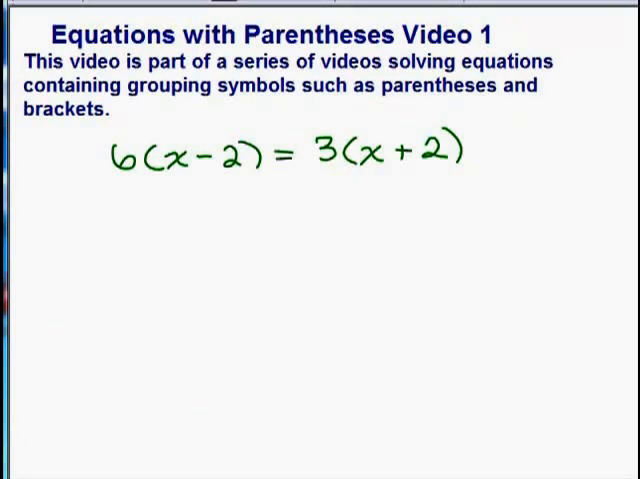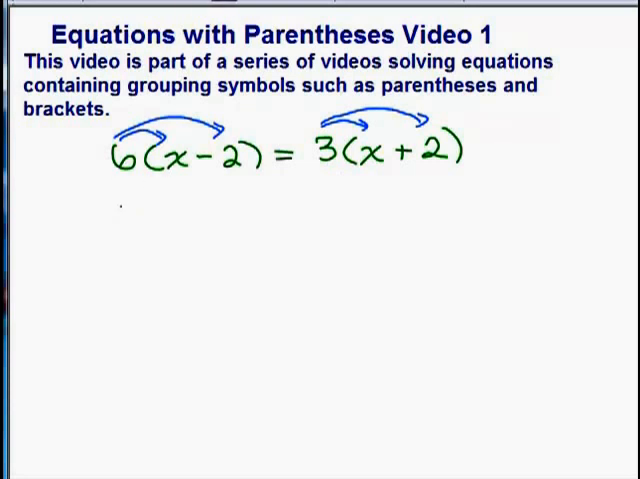This is the first video in a series of videos solving equations with parentheses. So we're going to do this problem right here. Anytime you're solving an equation, you want to begin by simplifying each side of the equation. So we have to do the distributive property on the left side of the equation as well as on the right side, because there's a parentheses on both sides with a number in front.